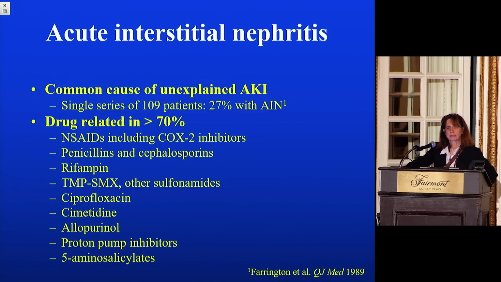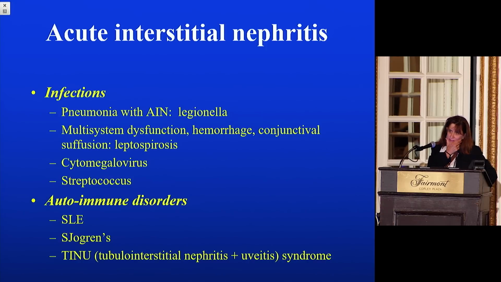But certainly, the list of drugs that cause AIN gets longer every day. And it's somewhat challenging to implicate particular drugs unless you have repeated reports of it, as is the case with penicillin, NSAIDs, and PPIs. It can occur with numerous infections. Legionella is certainly the one we all think of. Something that's missing here is TB. Granulomatous interstitial nephritis is not uncommon in tuberculosis.